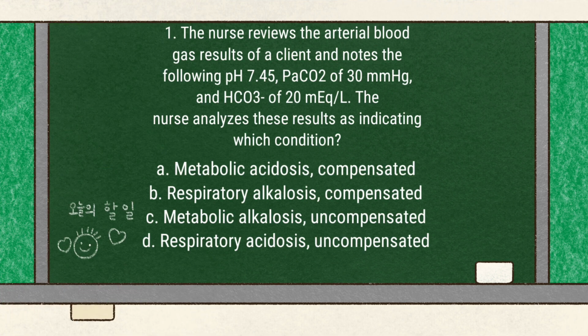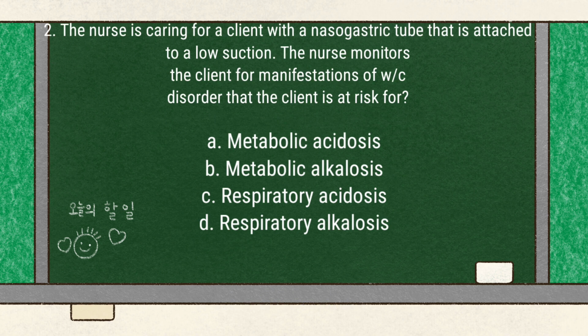Question number 1. The nurse reviews the arterial blood gas results of a client and notes the following: pH level of 7.45, PaCO2 of 30 mmHg, and HCO3 of 20 milliequivalents per liter. The nurse analyzes these results as indicating which condition: A. Metabolic acidosis compensated, B. Respiratory alkalosis compensated, C. Metabolic alkalosis uncompensated, or D. Respiratory acidosis uncompensated. Answer is B. Respiratory alkalosis compensated.